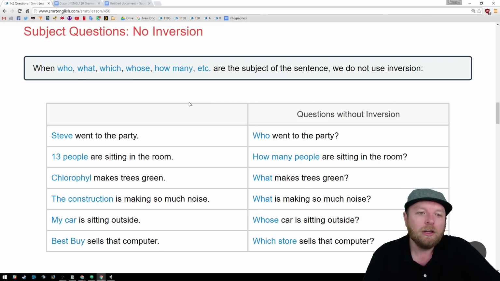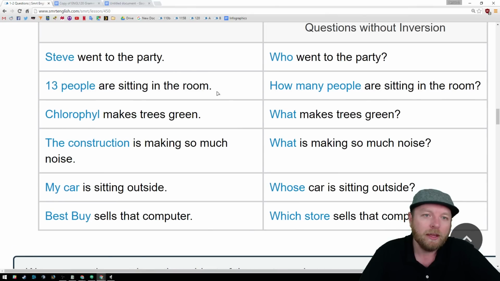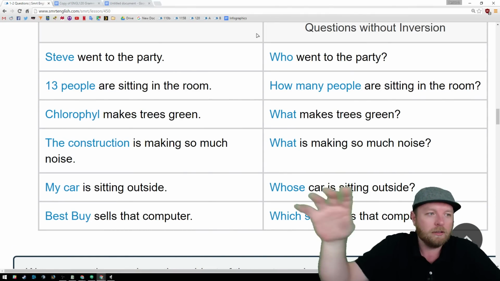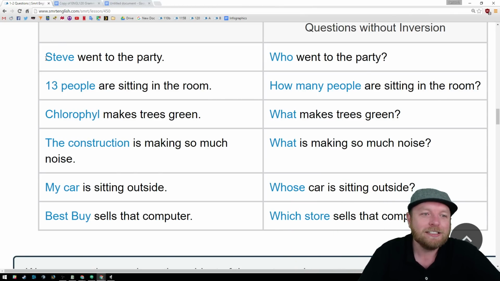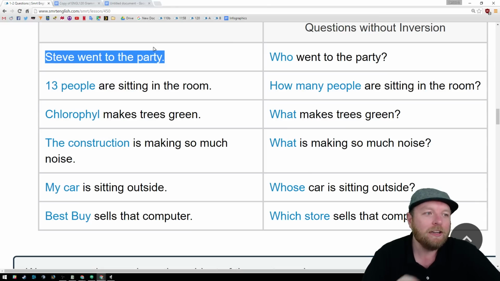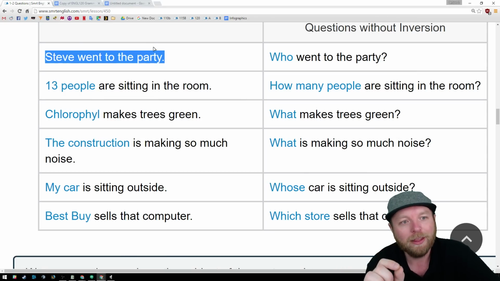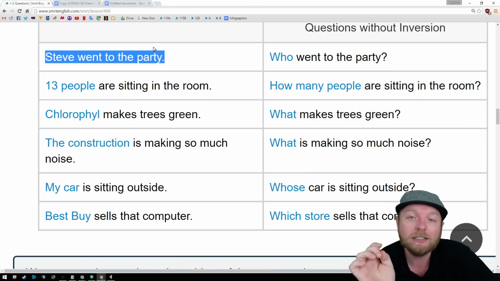Look at the examples. Okay, let's make this bigger. There we go. Don't look at this side. Look at this side. Look over here. Steve went to the party. Steve went to the party. So Steve is the subject of the sentence. Now I know you guys listen carefully because this is gonna be difficult. Steve went to the party. Now sometimes we don't know the subject.